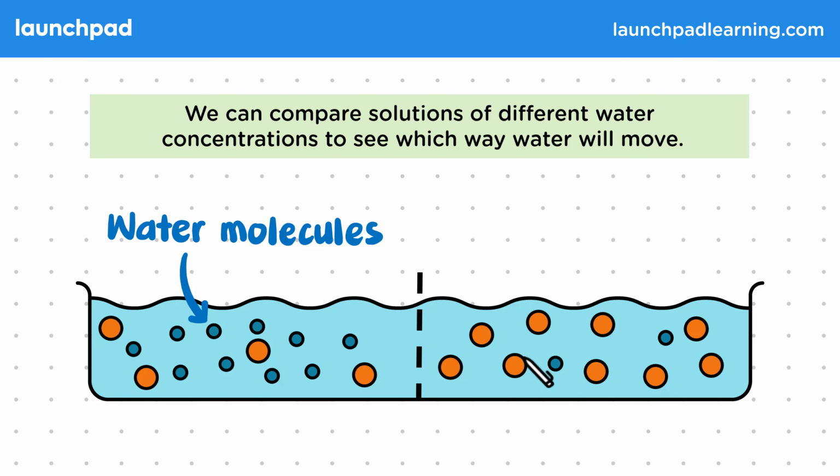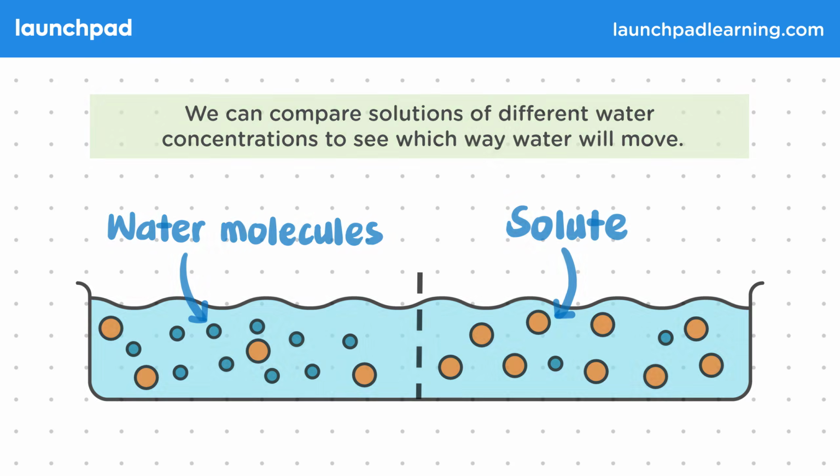The right-hand side has a much lower concentration of water molecules, as the solute concentration is greater, shown by more orange dots. It's important that you understand how water may move by osmosis in different situations, such as in animal and plant cells. So how does this image here apply to living cells?